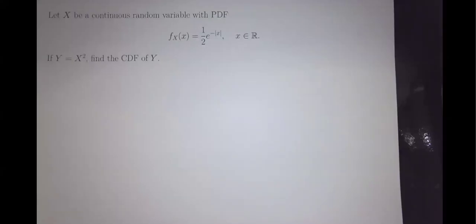In this example, we have a continuous random variable x with a probability density function given by f of x equals a half e to the negative absolute value x. If y is equal to x squared, we need to find the cumulative density function for y.